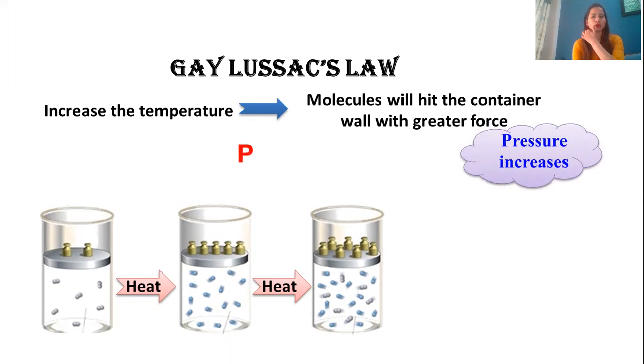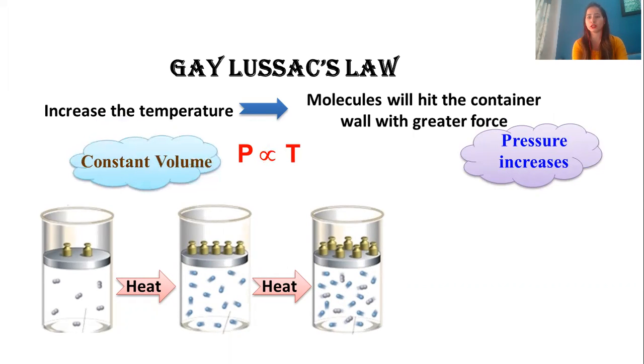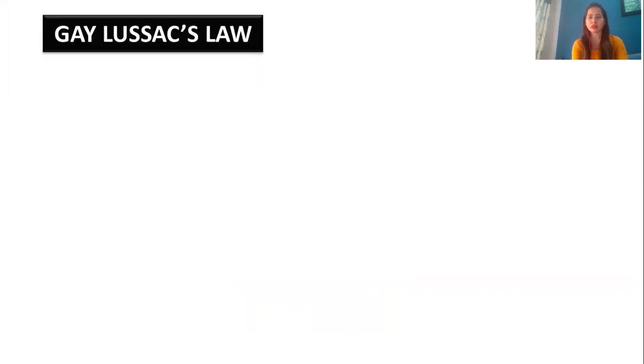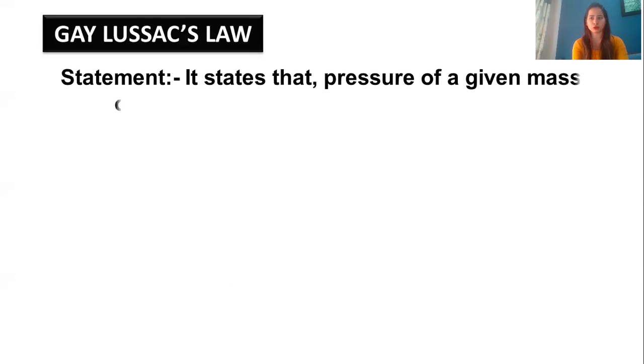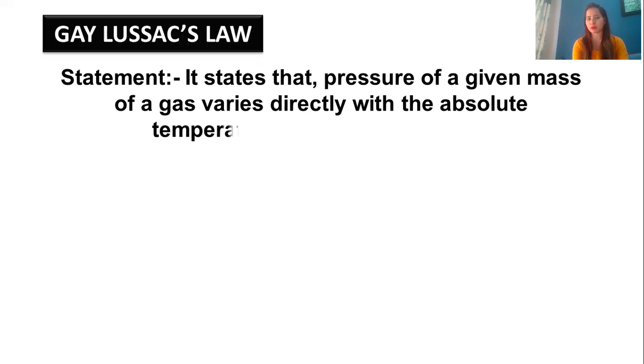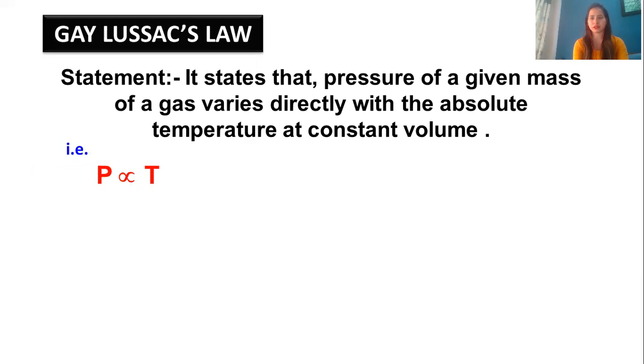From this we can conclude that pressure is directly proportional to temperature, keeping what constant? Volume constant. So what will be your Gay-Lussac's law? We say Gay-Lussac's law is what? At constant volume, pressure of a given mass of gas is directly proportional to temperature. And if I want to write it in mathematical terms, it will be pressure is directly proportional to T, temperature, at constant V and N.